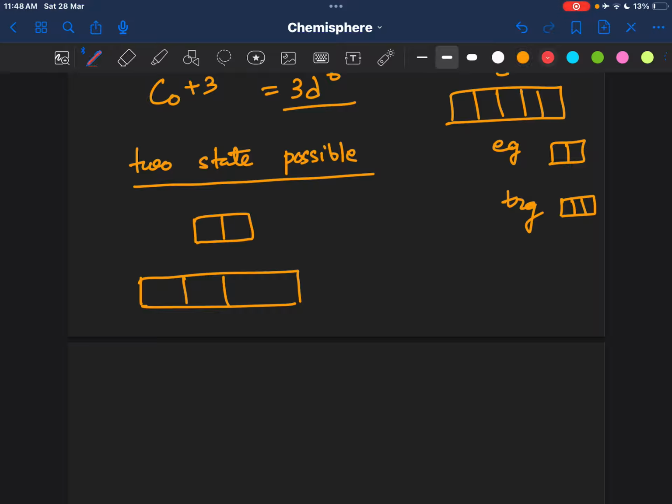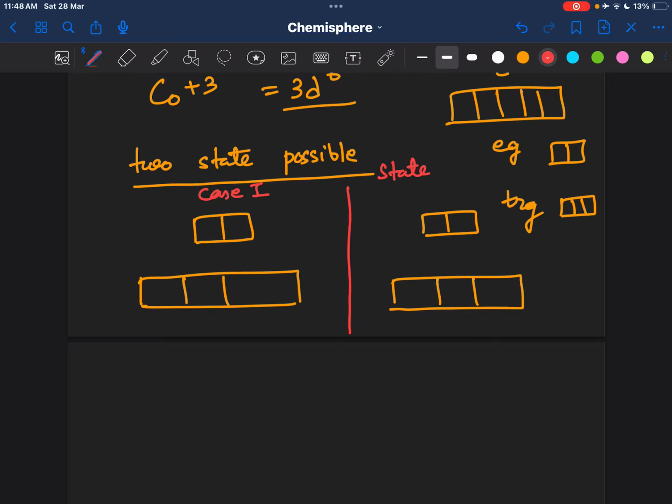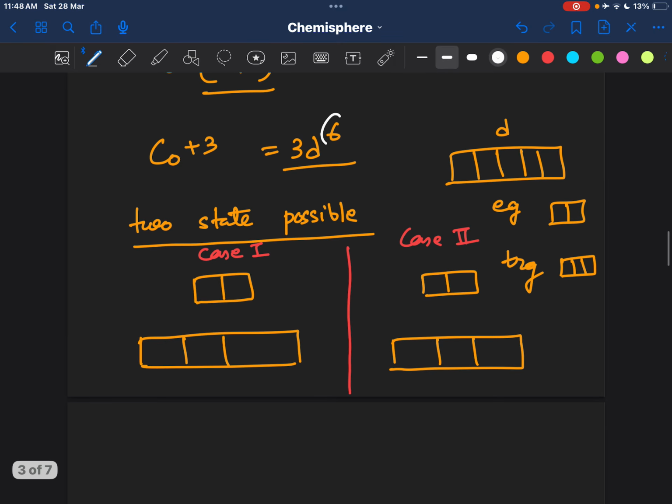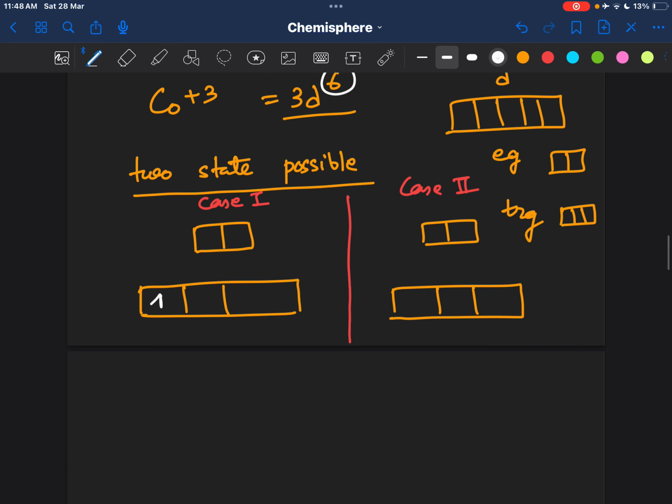Let's say this is case 1, and let's draw one more set of them. Let's say this is case 2. So we need to have 6 electrons, right? What can happen is 1, 2, 3, then the fourth one goes to Eg, 5, and then pairing starts. This is one possibility, when the splitting, that is the difference between Eg and T2g, is small, when this difference, that is delta, is small.